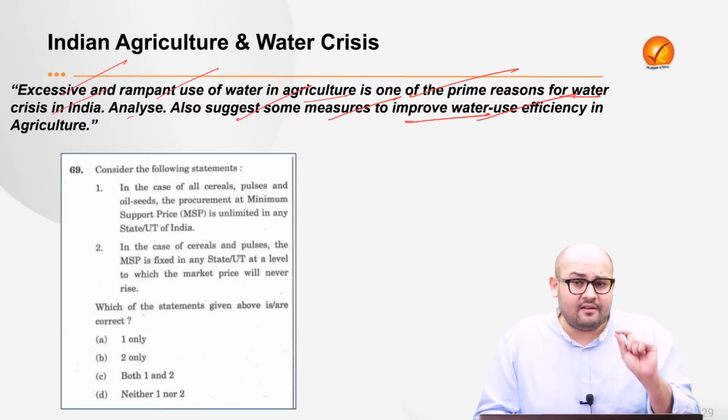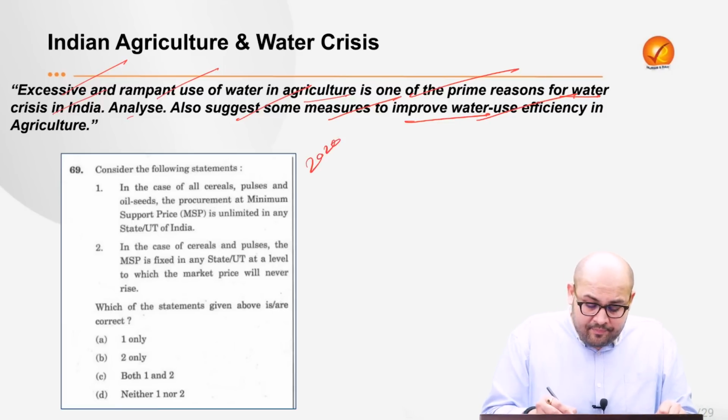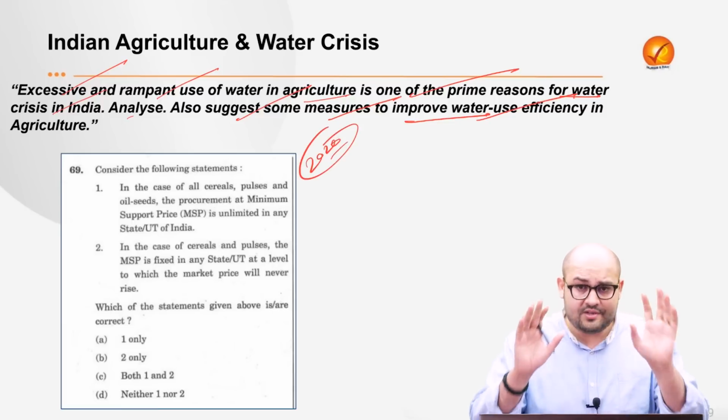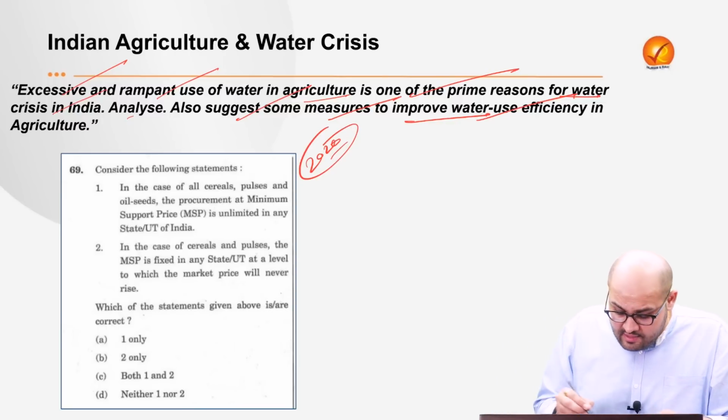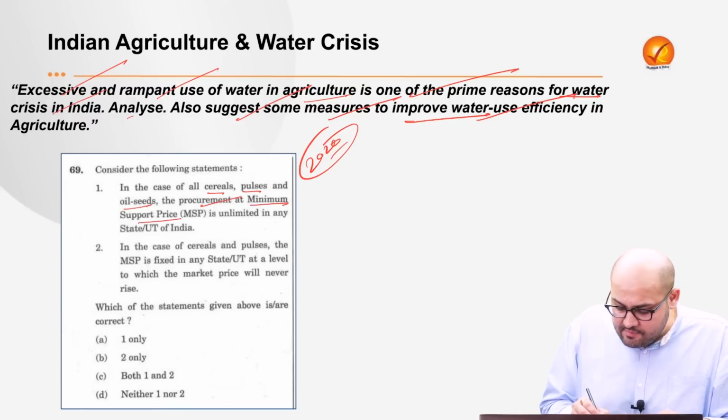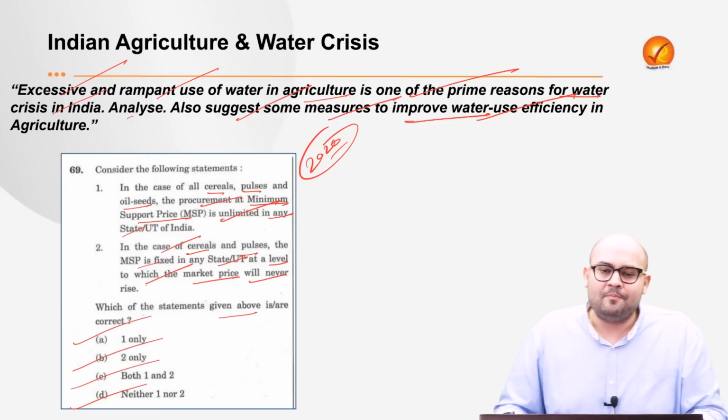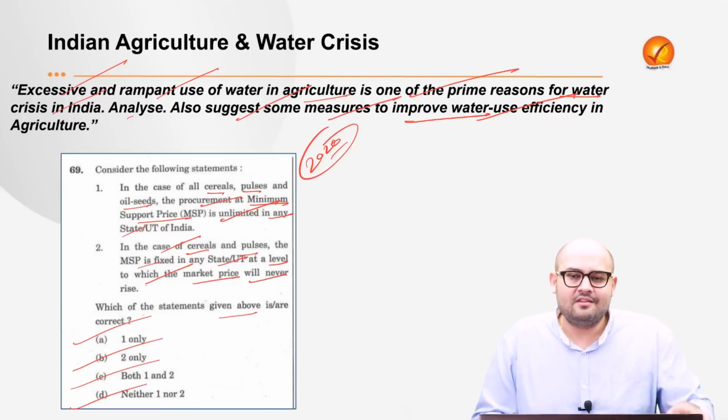Now, I have a particular prelims question of 2020, and I really want you to answer this. So the question says, consider the following statements. In the case of all cereals, pulses, oilseeds, the procurement at minimum support price is unlimited in any state or union territory of India. In case of cereals and pulses, the MSP is fixed in any state or UT at a level to which the market price will never rise. Which of the statements given above is or are correct? One only, two only, both one and two, neither one or two. I really want you to answer, and do answer in the comment section.